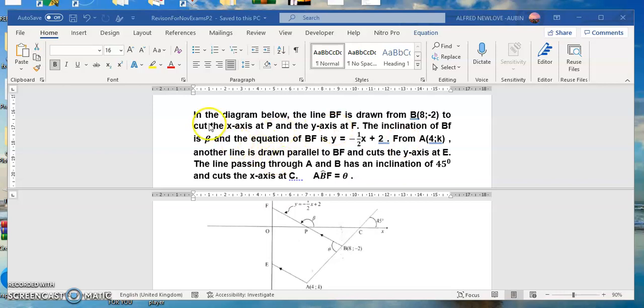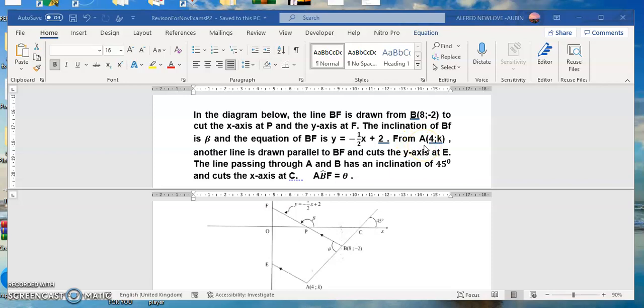If you check this question, it says in the diagram below, the line BF is drawn from point B (8, -2). Where is BF? This is BF. It starts from this point (8, -2) and cuts the x-axis at P and the y-axis at F. The inclination of BF is beta. So this is the angle of inclination, and the equation of this line is also given.